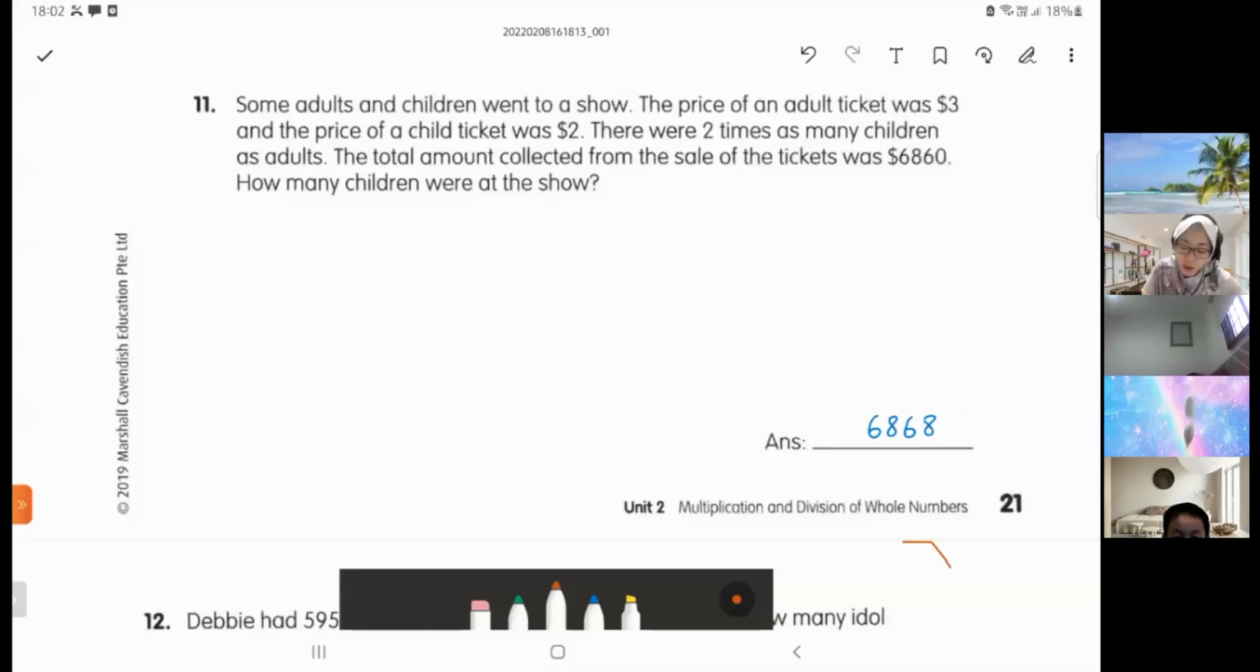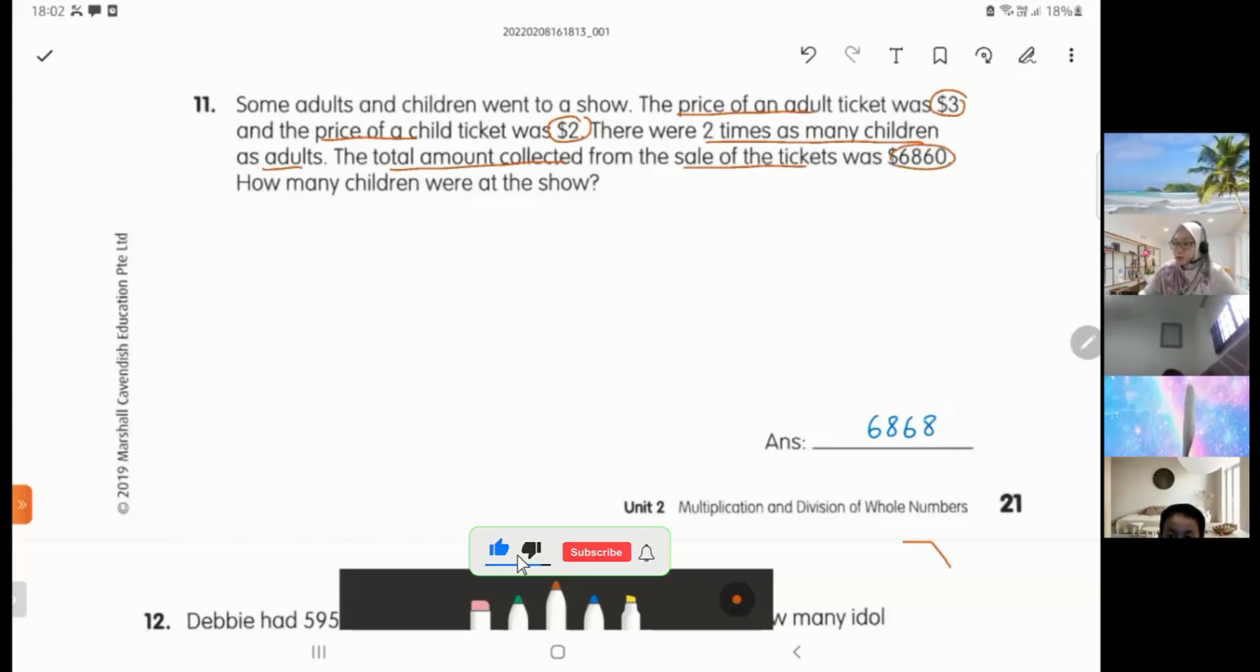Some adults and children went to a show. The price of an adult ticket was $3 and the price of a child ticket was $2. There were 2 times as many children as adults. The total amount collected from the sale of the tickets, meaning all the tickets, was this much. How many children were at the show?